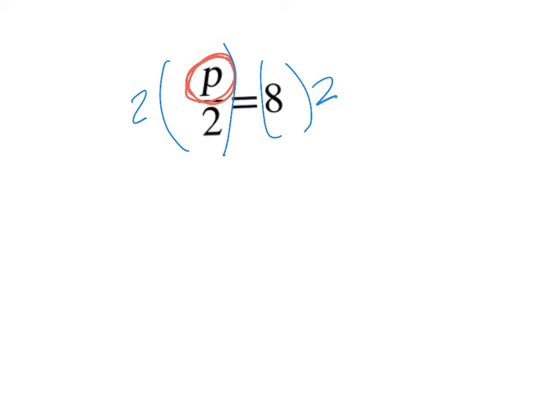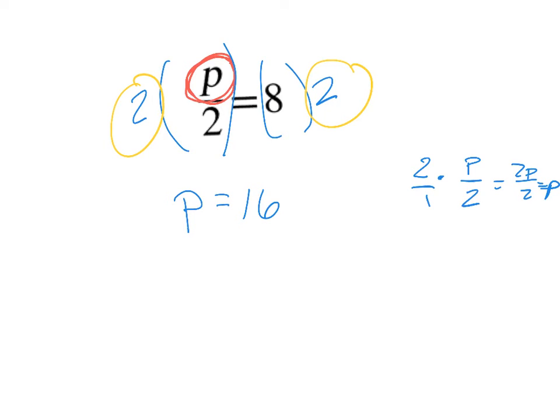We do not use an x anymore. Since we started doing variables, we better use parentheses or dots. Alright, so on my left-hand side, I have 2 times p over 2, which is 2p over 2, which is p. So on my left-hand side, I have isolated my variable. My variable is by itself. On my right-hand side, I have 8 times 2, which is 16. I did the same thing to both sides.